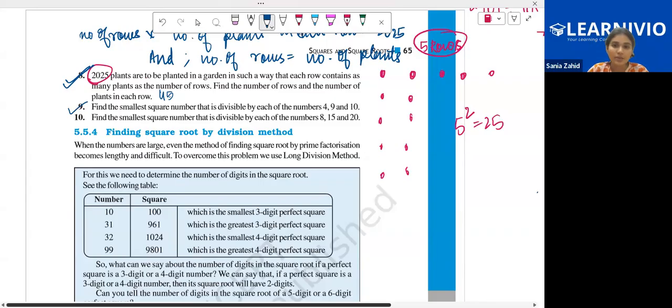Then again, question number 10 is also a similar one. Find the smallest square number that is divisible by each of the numbers 8, 15, and 20. So children, please quickly do these both questions also.